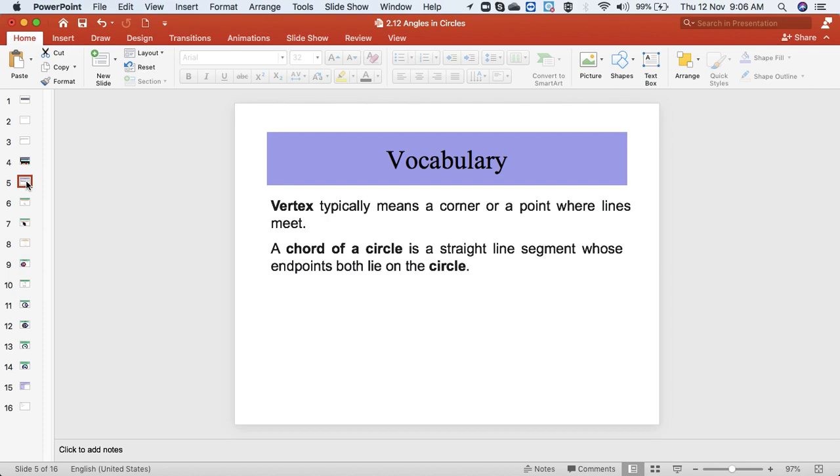Let's have first the vocabulary before we proceed to the next slide. Vertex typically means a corner or a point where lines meet. And a chord of a circle is a straight line segment whose endpoints both lie on the circle. So we will always be using these words, vertex and chord of a circle, in discussing this topic. So please always remember these two words.